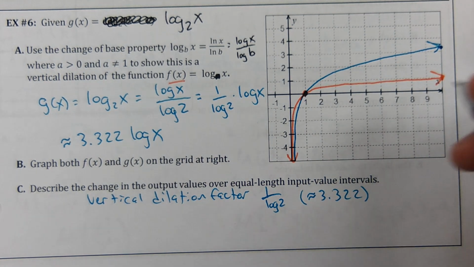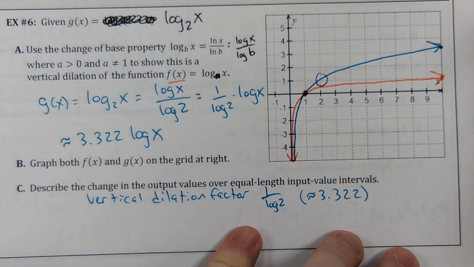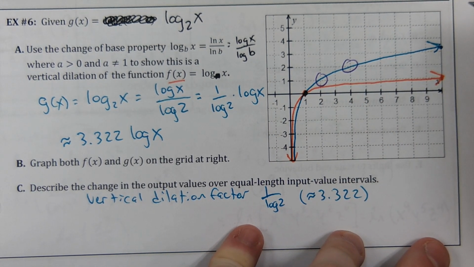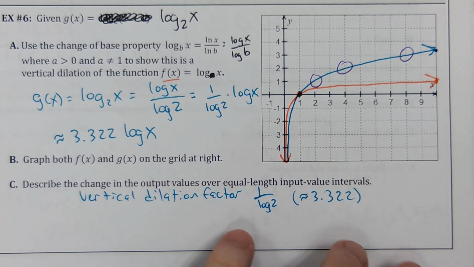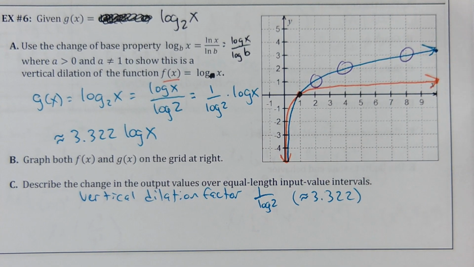Log base 2 of 2 is 1. Almost perfect. Log base 2 of 4 is 2. Almost perfect. And log base 2 of 8 is 3. Almost perfect. So as you can see, yes, multiplying the common log by 3.322 will just about get you log base 2 of x. How about that? So neat. So that is your one example of demonstrating that changing the base can actually be written as a vertical dilation. Cool beans?